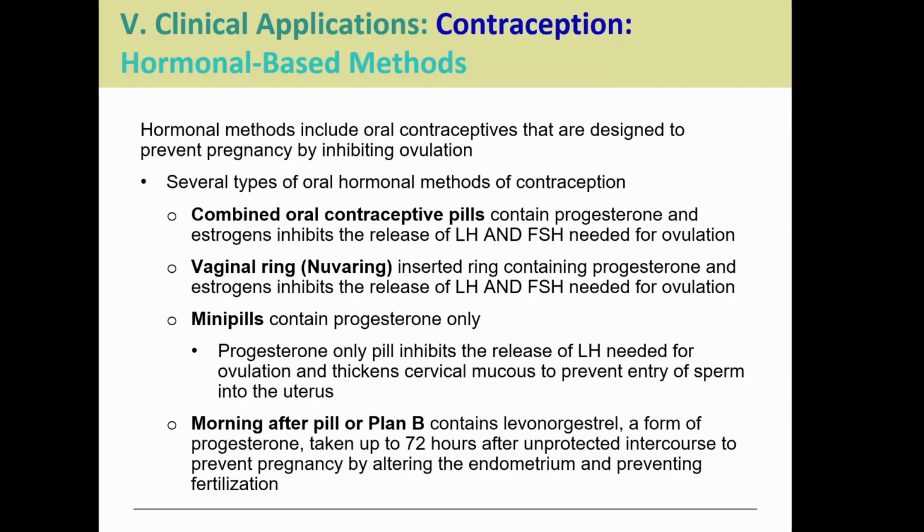So the morning after pill and Plan B are not going to cause an abortion. They're not going to stop a pregnancy that has already occurred. It can only prevent a pregnancy that has not happened yet. And that's why they have a higher failure rate compared to the hormonal pills we talked about on the upper part of the slide.